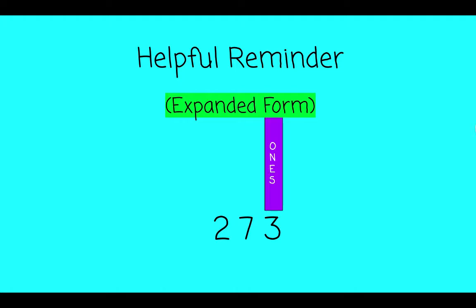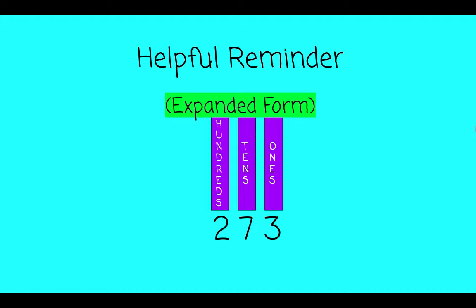273. That 3 is in the ones column. The ones column is always furthest to the right. Then we have the tens column, and to the left of that is the hundreds column. That 2 is in the hundreds column, so it represents 200. That 7 represents 7 tens, or 70. And this 3 represents 3 ones, so simply 3. When we write in expanded form, we always add these addition symbols in between the numbers.